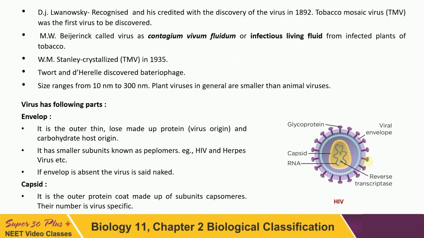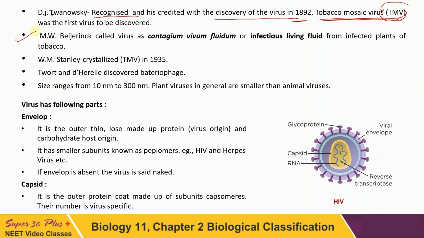Now come some other points related to virus. He recognized the virus. He discovered the virus in 1892. The first virus discovered was TMV, the tobacco mosaic virus, which causes mosaic disease in tobacco.